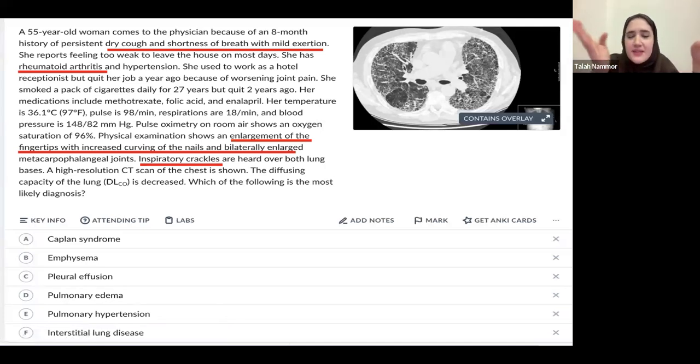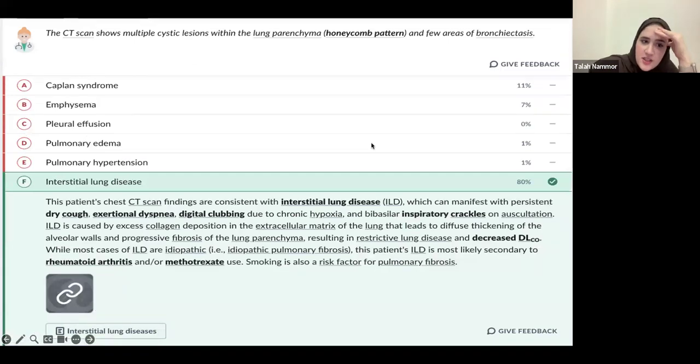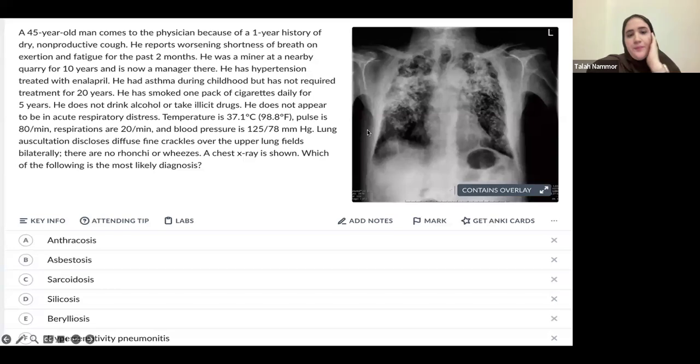Guys, but tell me, what is enlargement of the fingertips? What is this called? Clubbing. Exactly. So we have clubbing, and she has an immune disease. And you can see the honeycombing, it's so clear in the picture. It's interstitial lung disease. Okay. And also the dry cough. The cough is not productive. In COPD, the cough was productive. Okay.